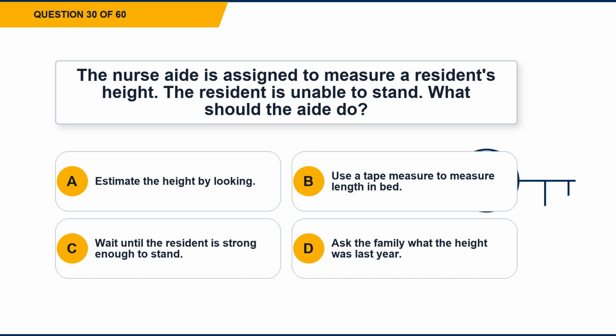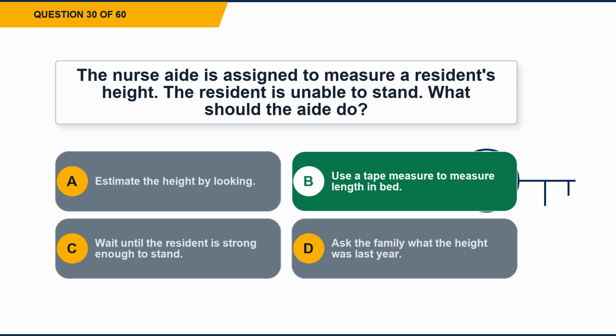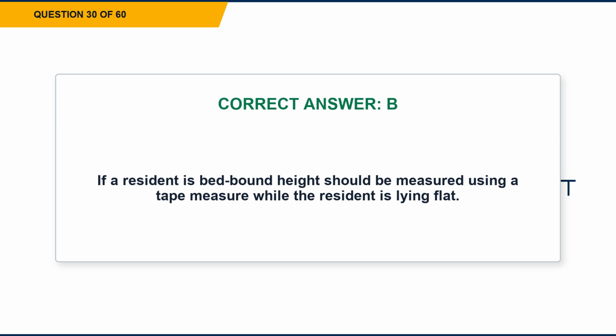Option D, ask the family what the height was last year. The correct answer is option B, use a tape measure to measure length in bed. Explanation. If a resident is bedbound, height should be measured using a tape measure while the resident is lying flat.